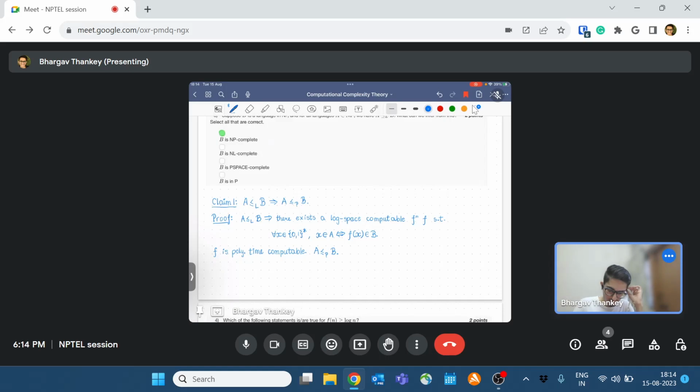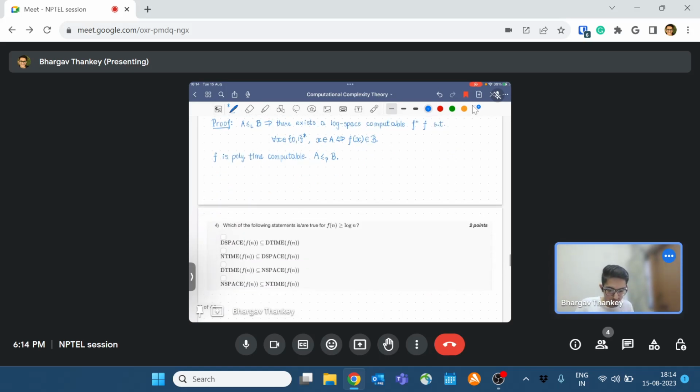Okay, then let's look at the next problem. Which of the following statements is or are true for f(n) greater than or equal to log n? DSPACE(f(n)) is contained in DTIME(f(n)). NTIME(f(n)) is contained in DSPACE(f(n)). DTIME(f(n)) is contained in NSPACE(f(n)). And NSPACE(f(n)) is contained in NTIME(f(n)). Which of these are correct?